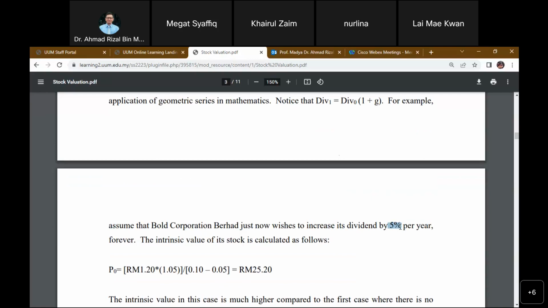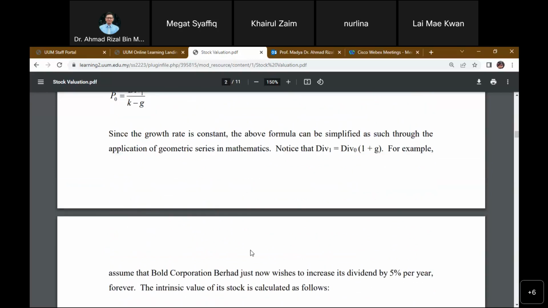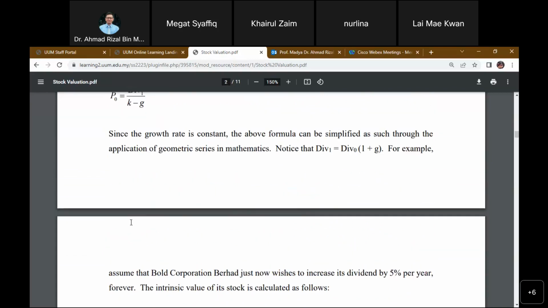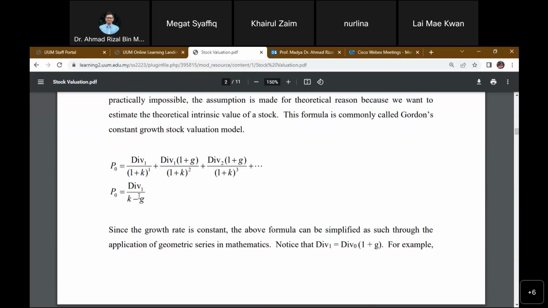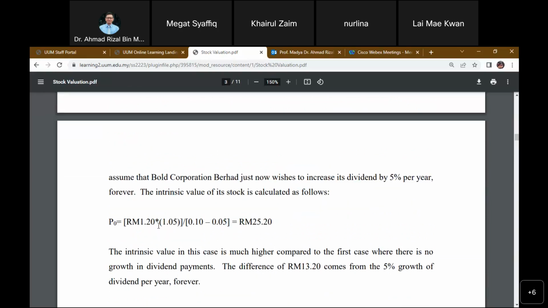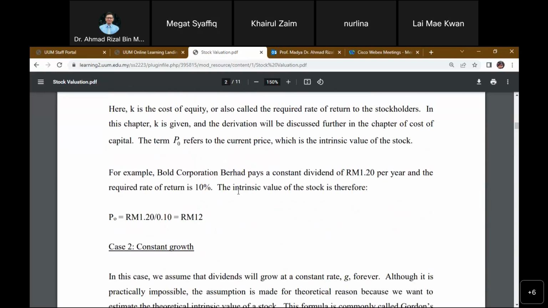What is the K, the required rate of return, given earlier? 10%. Right? So with this info, remember the formula? D1 divided by K minus G. What is your D1? D1 is 120 times 1.05. Why do you need to calculate 120 times 1.05? Because 120 is not D1. 120 was D0.